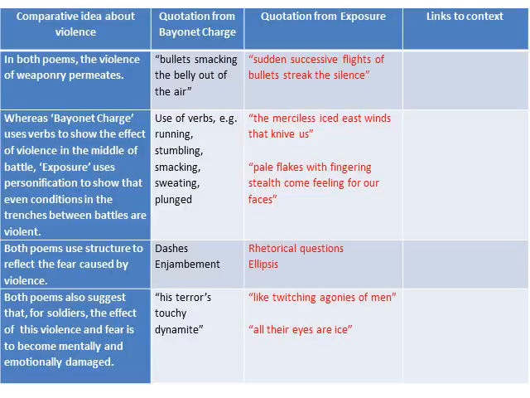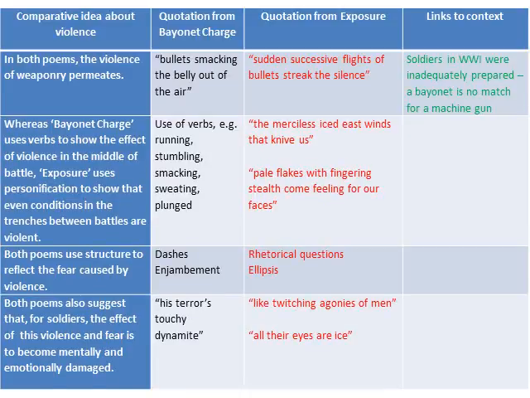I also need to link to context in my answer, so my last bit of planning is going to be to make some notes about the kind of context I could write about. For the exploration of weapons and bullets, I'll explore the preparation of soldiers in World War I. To develop my point about the weather in Exposure, I might dwell on the conditions in the trenches. When I write about the fear reflected in the poems' structures, I'll link to the context of life in the trenches too.